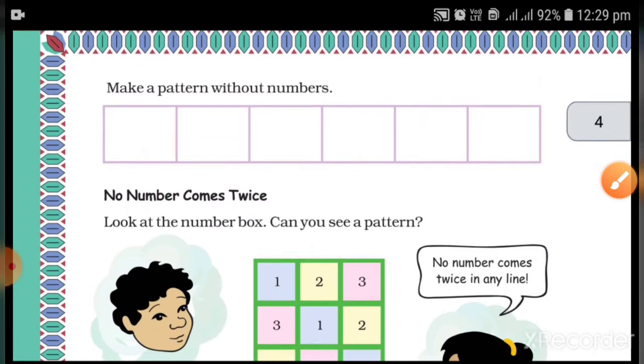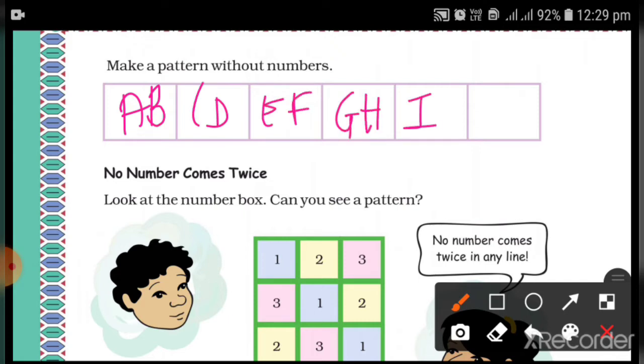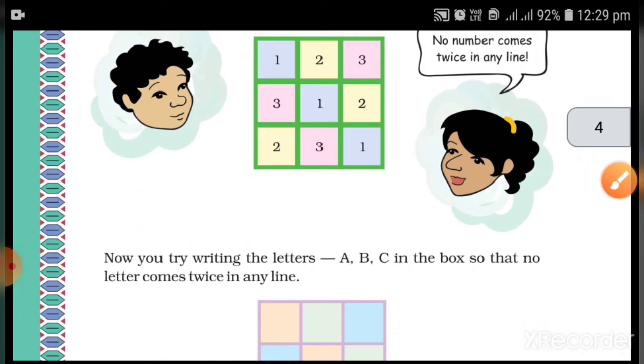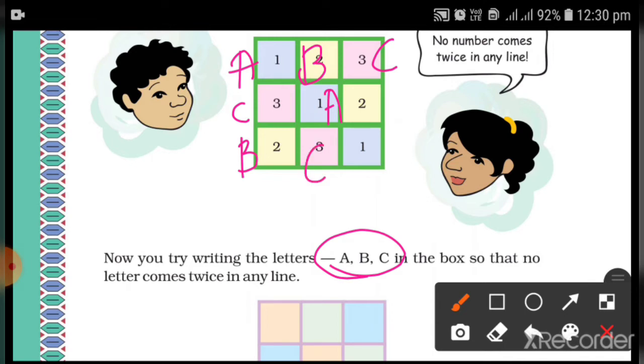Make a pattern without numbers. Without numbers means you have to write ABC. Let's write A, B, C, D, E, F, G, H, I, J, K, L. Now next, see the box carefully. Instead of 1, 2, 3, you have to write ABC. First write here only. So you will get to know A, B, C. This is your answer.